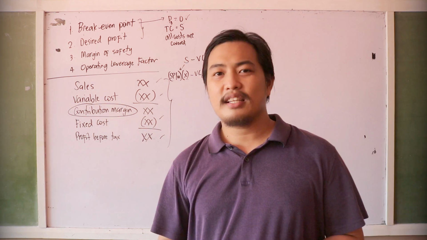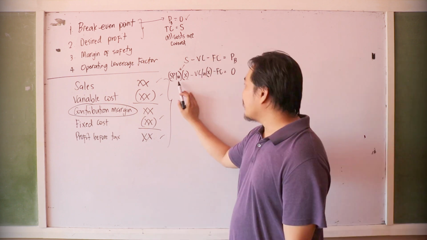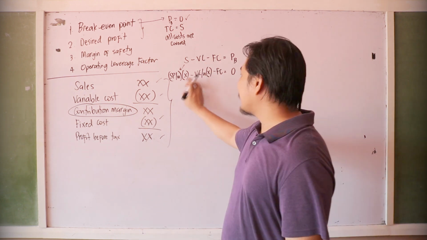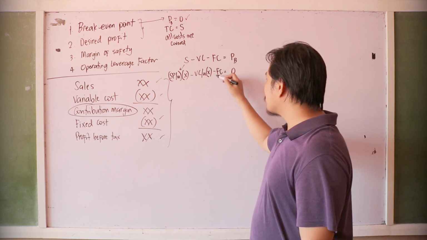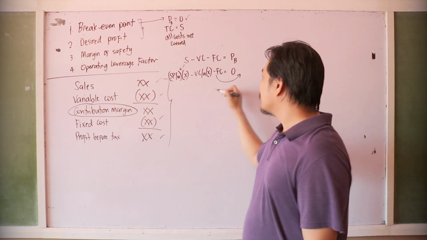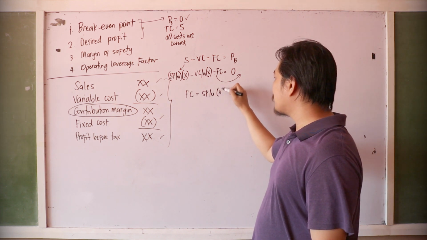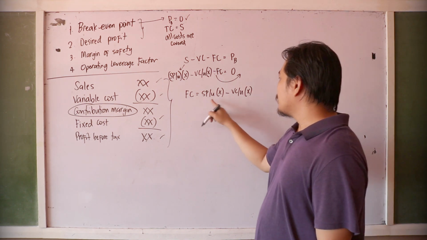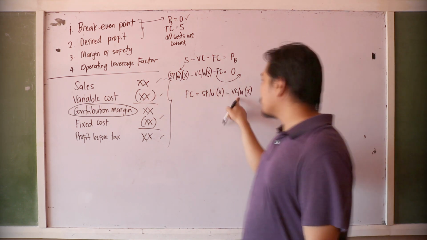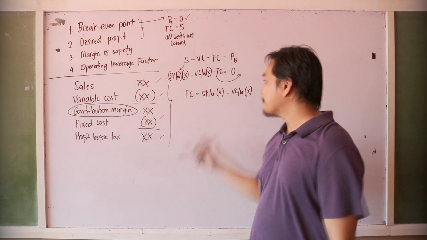Yung fixed cost kasi, it doesn't care about the number of units na mabebenta or mapoproduce natin. Eh, itong sales na variable, nagde-depend siya dun sa number of units, but not fixed cost. So, ilipat natin itong fixed cost sa kabila, magiging positive siya. Fixed cost is equal to selling price per unit times the number of units minus variable cost per unit times the number of units. So, alam natin na yung sales minus variable cost is equal to contribution margin. Mapa-total man yan or mapa per unit.